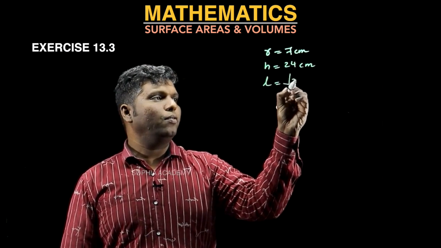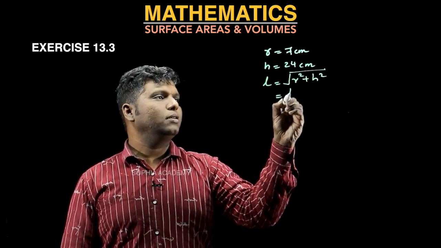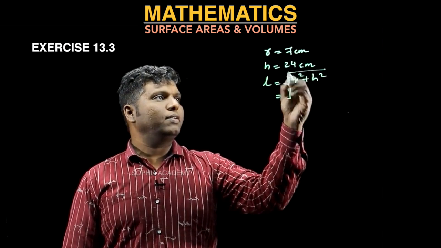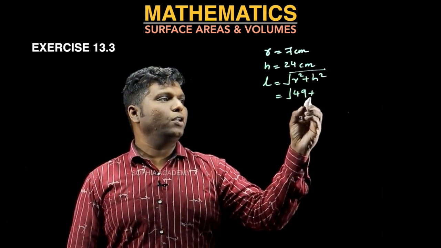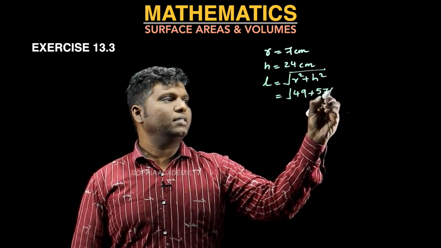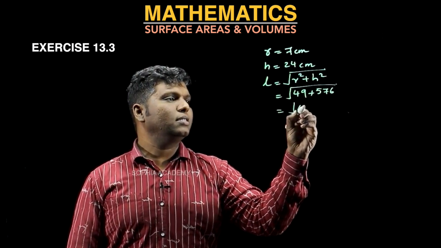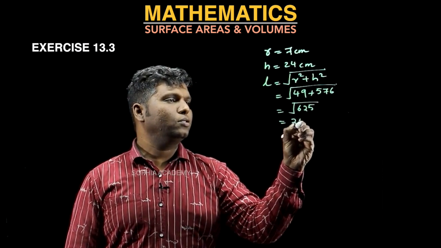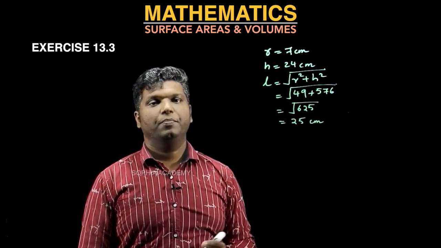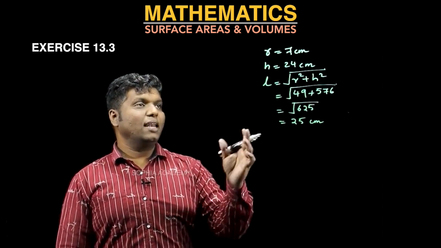l is equal to root of r square plus h square. And it's equal to 7 square, which is 49, plus the square of 24, which is 576. So adding them together, you will get 625, and that is 25 centimeter. You got it. So you got the slant height of the cap also.